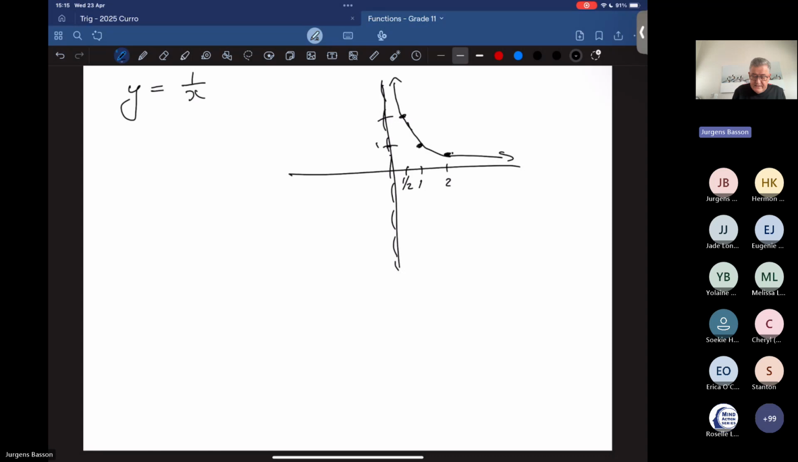And the same will happen in the third quadrant because a negative stays a negative. It's not like with a parabola where a negative becomes a positive. Here, a negative stays negative, but the same principle will happen.